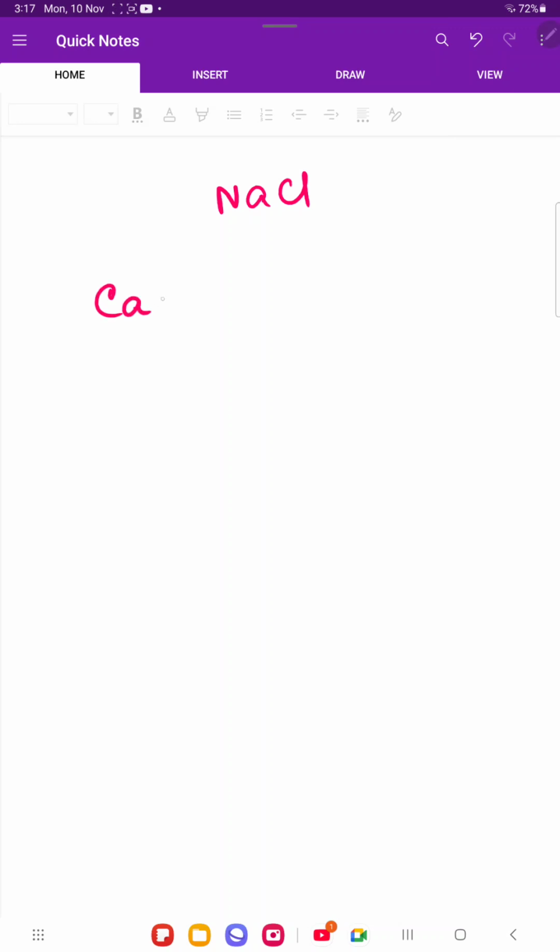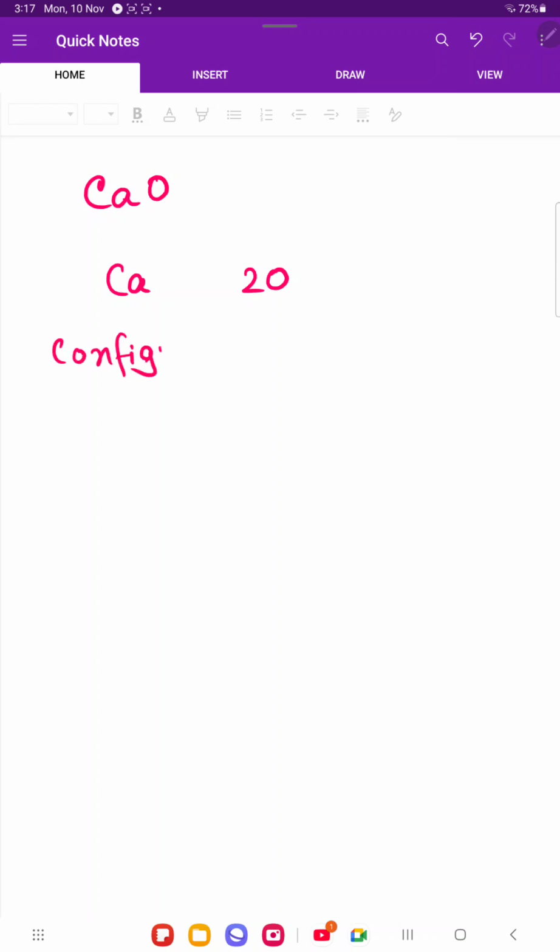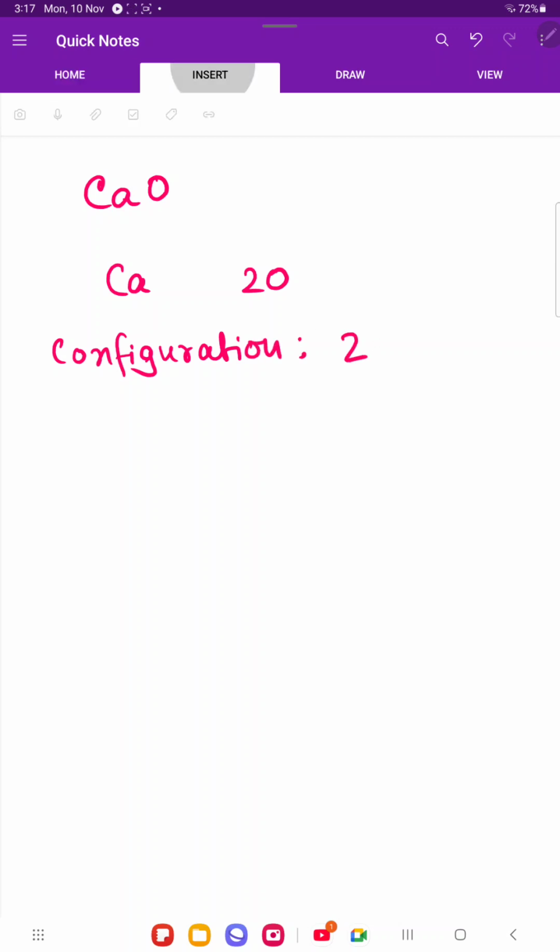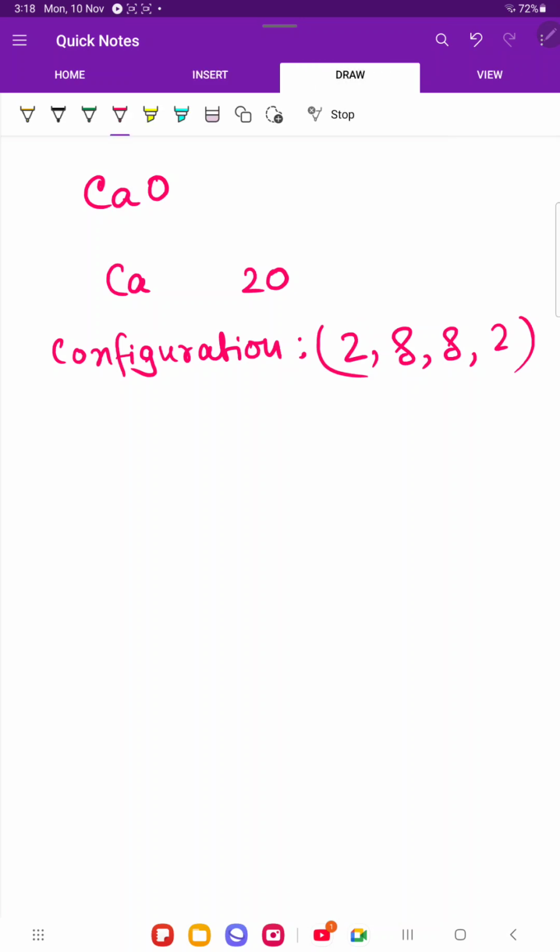Okay, calcium oxide. So first what we need to know is how many total electrons, or you can say the atomic number of calcium, that is 20, right? So what will be the electronic configuration? The electronic configuration will be 2, 8, 8 and 2, right? So here the configuration is 2 8 8 and 2.